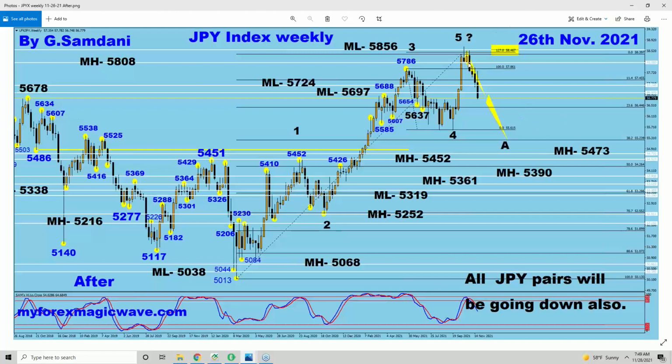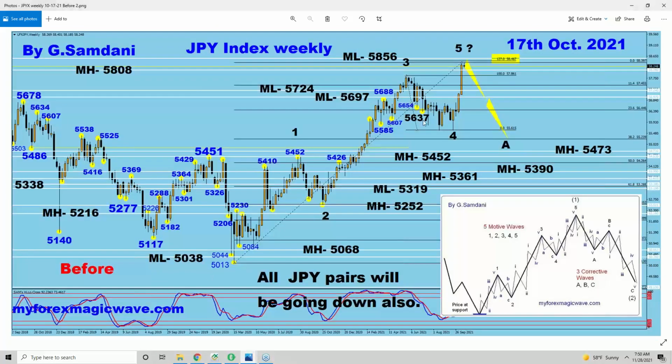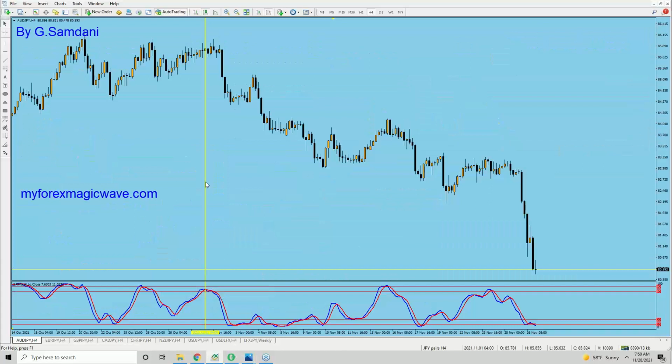And notice that when I made this chart on the 26th November, I wrote down here what will happen if it starts to go down. For example, this is the one, right? So I said, okay, this is probably going to happen, and all yen pairs will be going down also. If this index goes down, all yen pairs go down. So let me show you what happened to all these yen pairs.